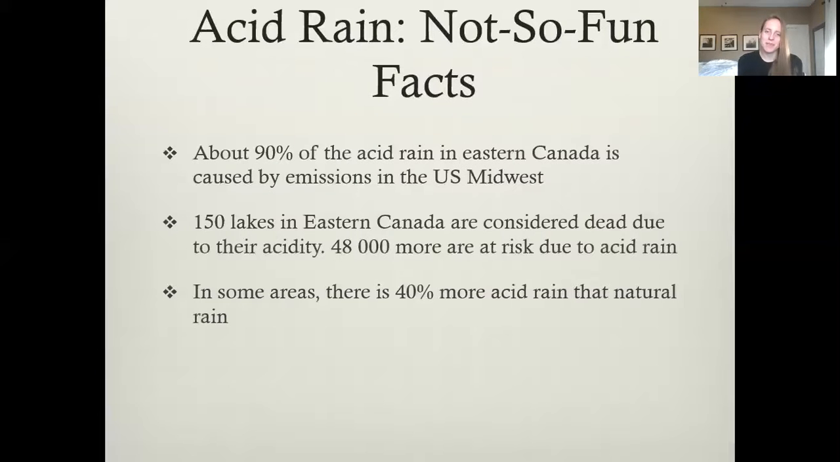About 90% of the acid rain in Eastern Canada is caused by emissions in the US Midwest. And again, just the prevailing winds carry that to us.